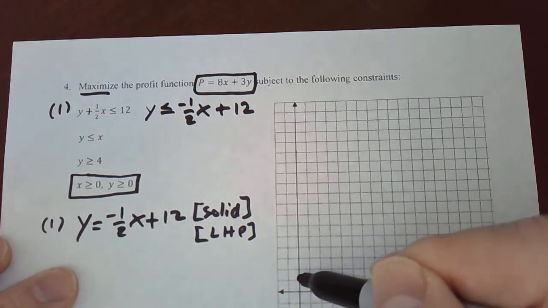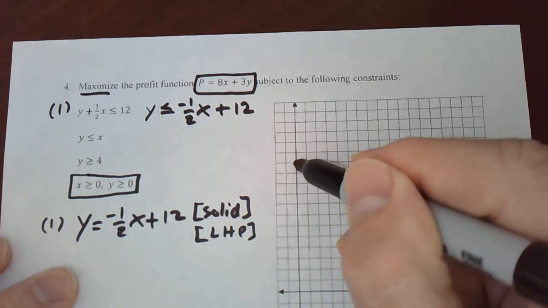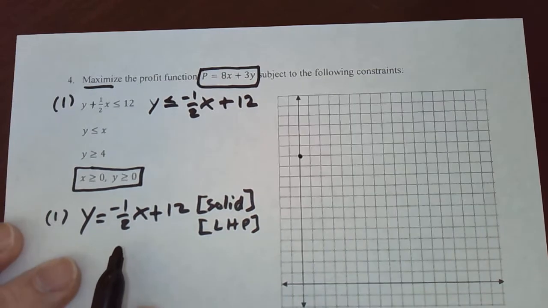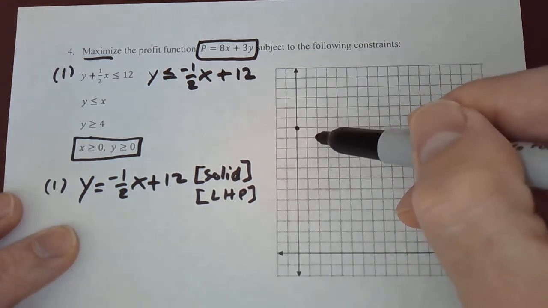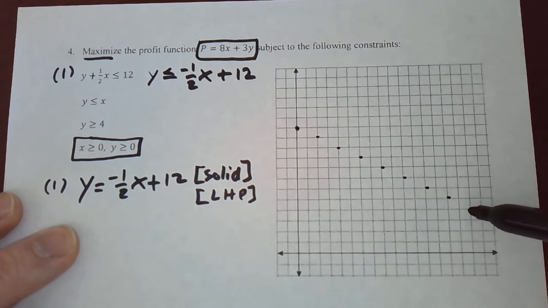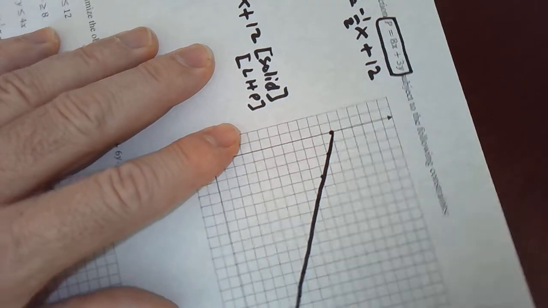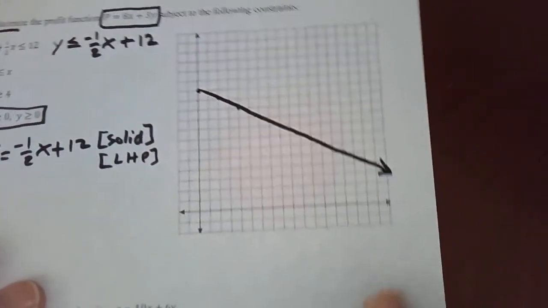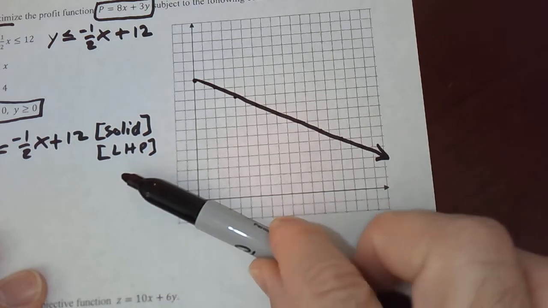The y-intercept is 1, 2, 3, 4, 5, 6, 7, 8, 9, 10, 11, 12. And the slope is -1/2. So down 1 to the right 2. Down 1 to the right 2. I'm going to plot a bunch of these points, and then we'll draw the straight line through all of them. Okay, that's our first line. And remember, the half plane associated with that would be the lower half plane.